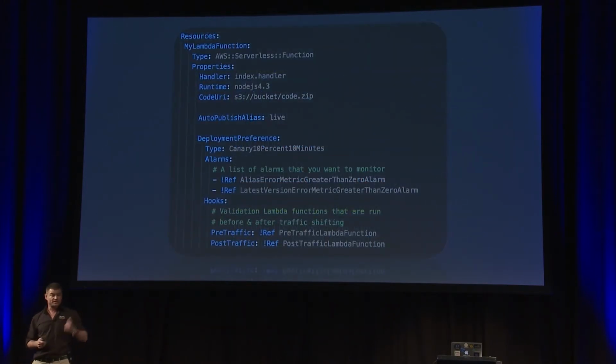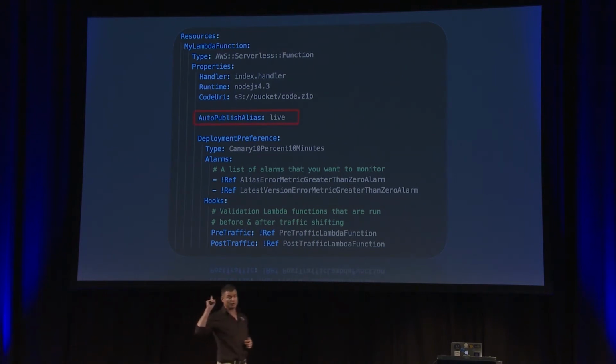So this is all you have to do. This is the level of effort for you as a developer in order to use the safe deployments. You need to turn on auto-publish alias. You need to give it the name of the alias. So that's just an arbitrary name, live. I could have called it fish or staging or prod, whatever I wanted to call it.